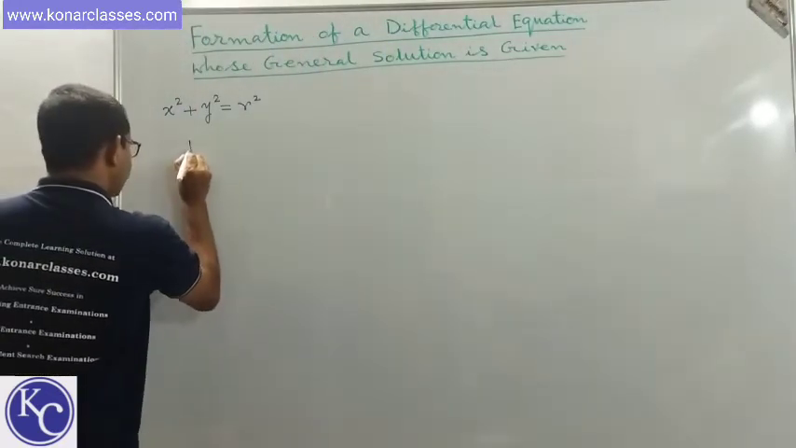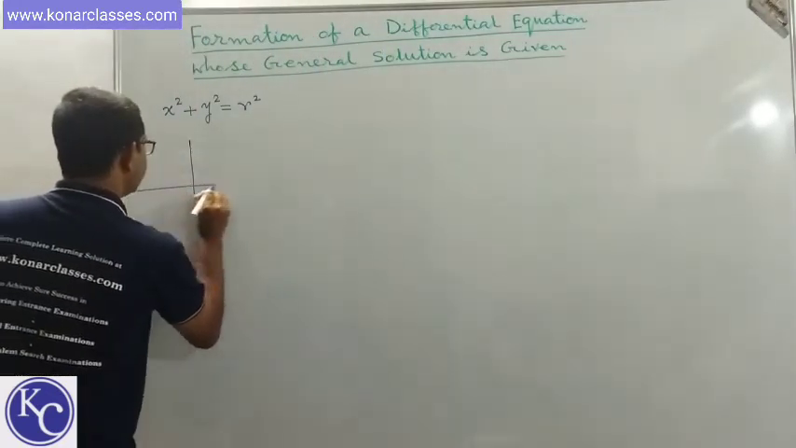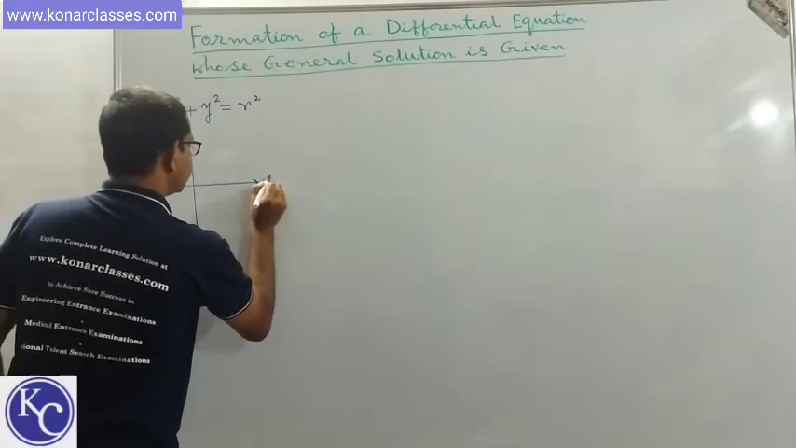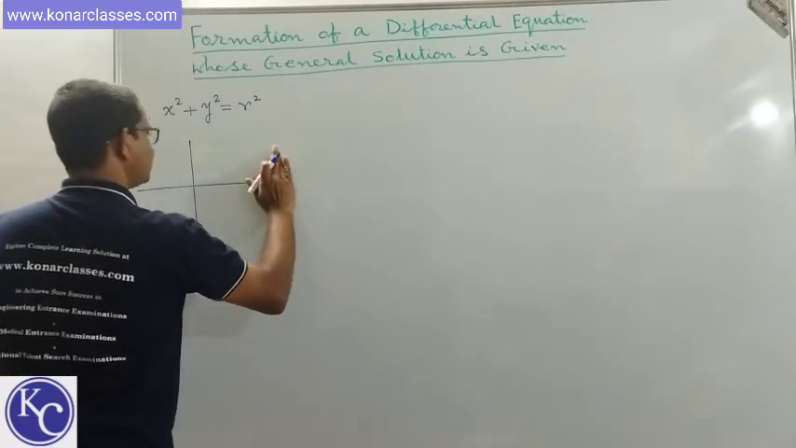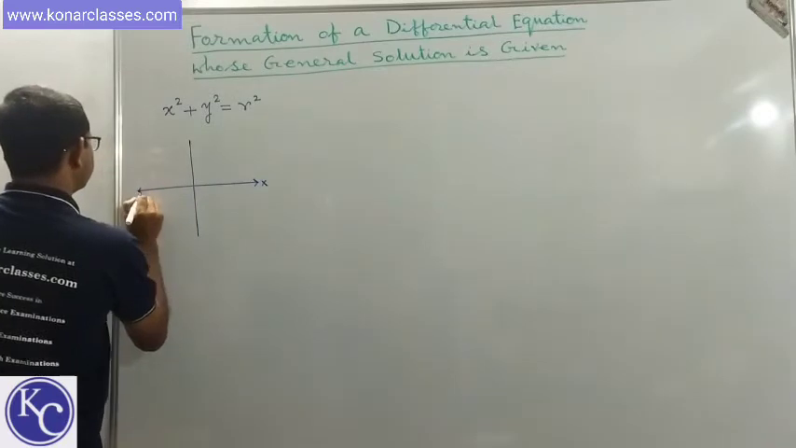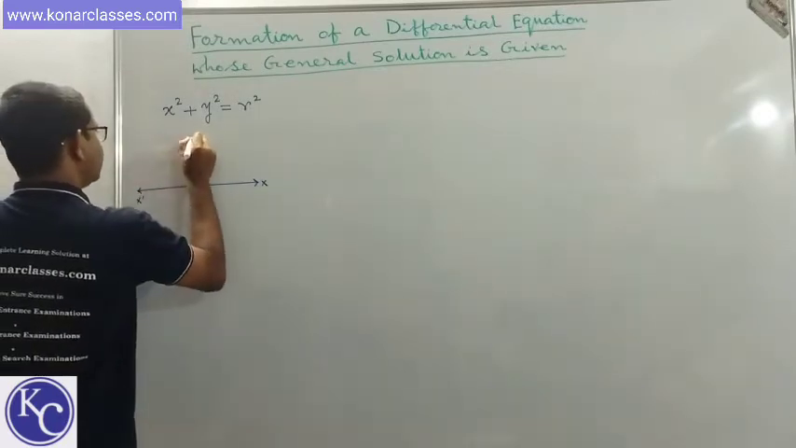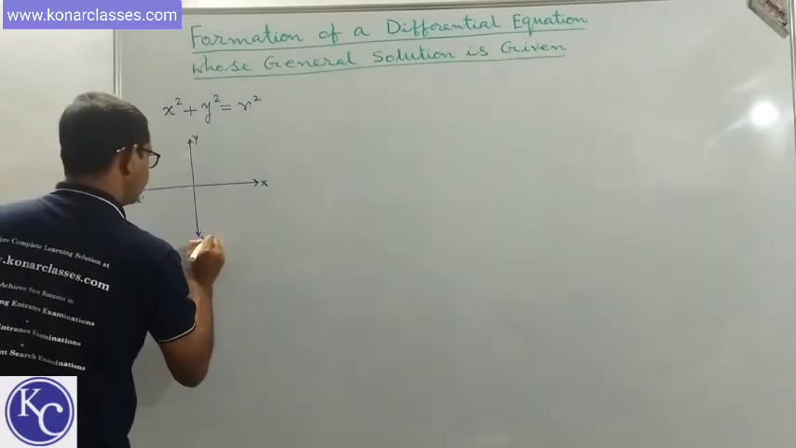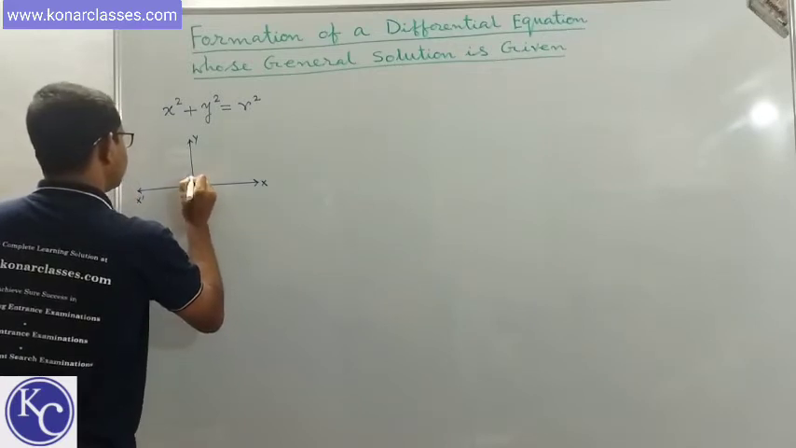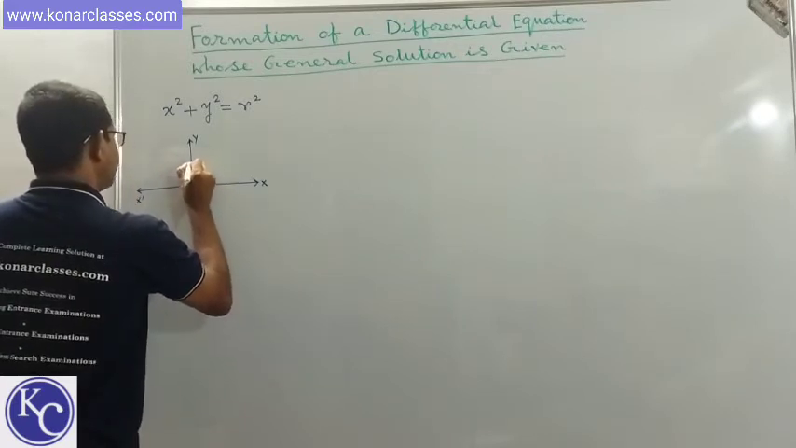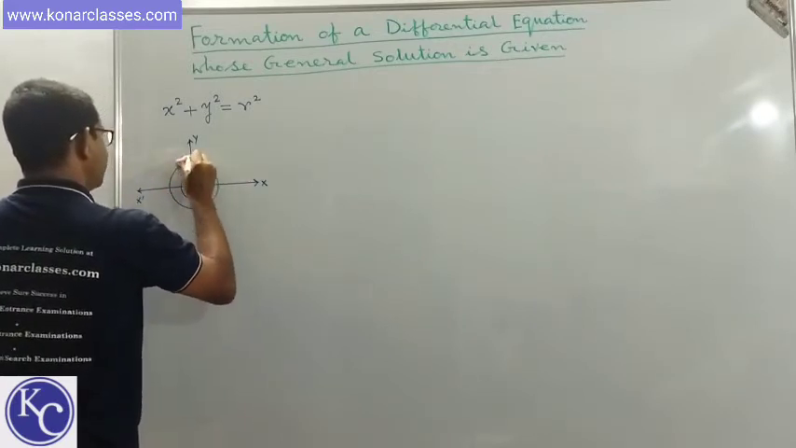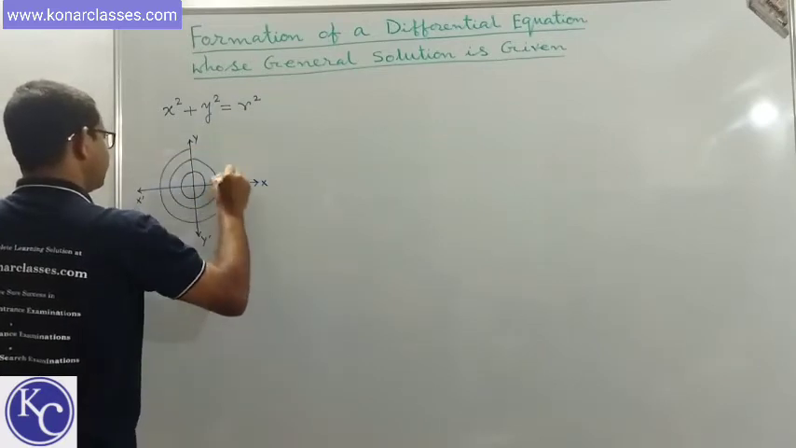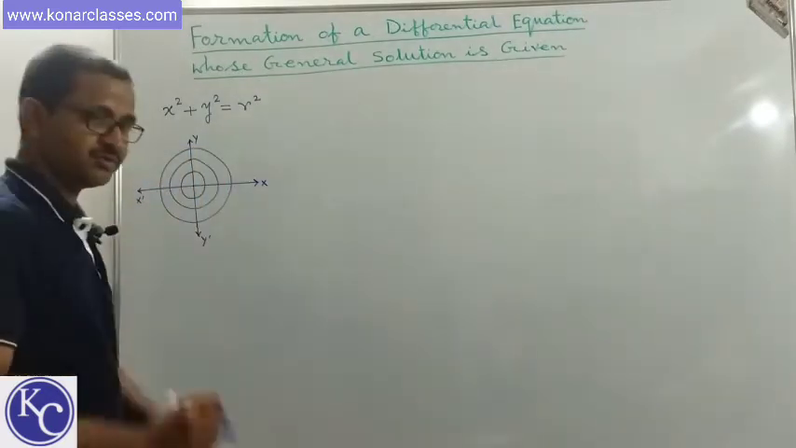So if we give a pictorial description, this is the positive direction of x-axis, this is negative direction of x-axis, this is positive direction of y-axis, this is negative direction, this is origin. So one circle is this, another circle is this, another circle is this, something like this. Okay, in that way it will proceed.